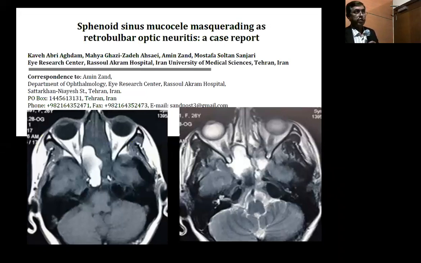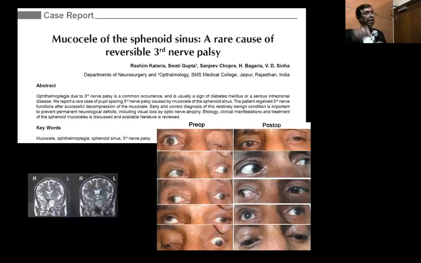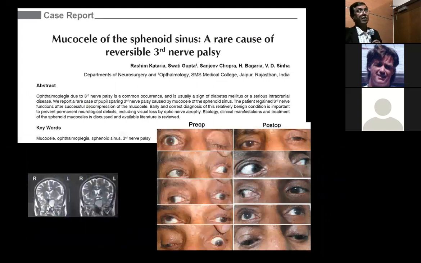Look at this going into the orbit. It will press on the optic nerve, cause ischemia or infection, and the patient will have total loss of vision just because nobody diagnosed sphenoid sinus mucocele. Mucocele of the sphenoid sinus, a rare cause of reversible third nerve palsy. It is really rare, and our case that we are going to present is exactly the same.